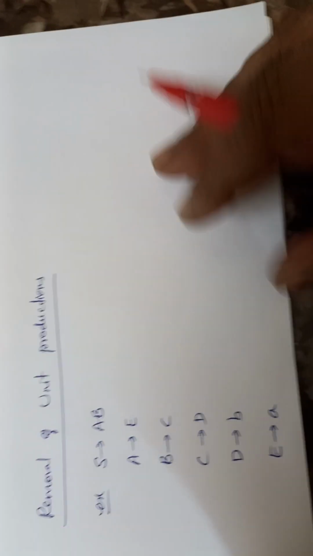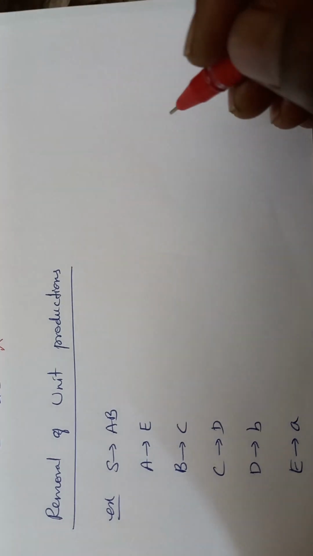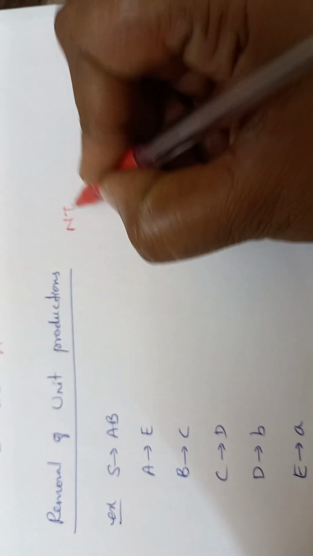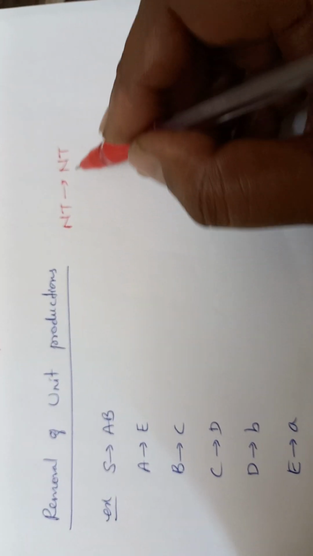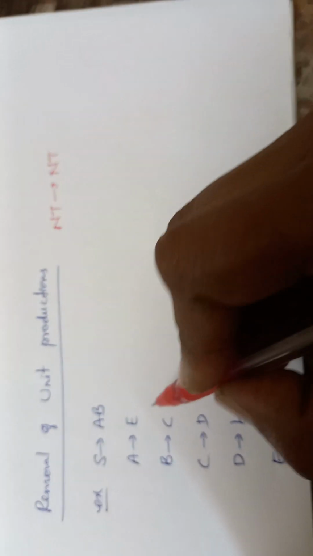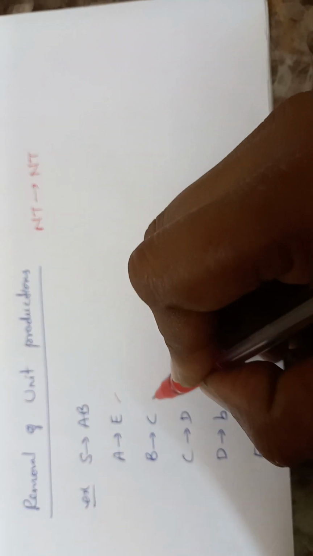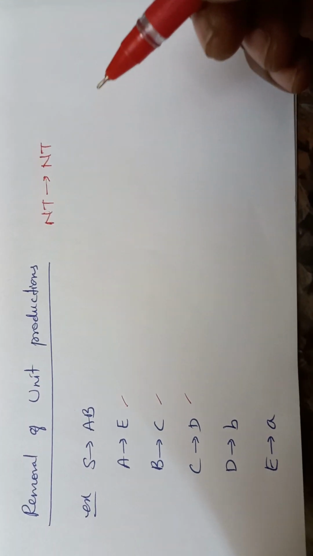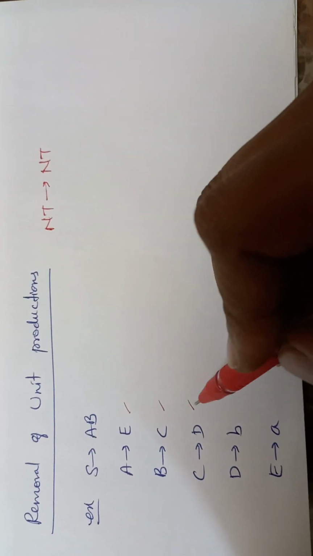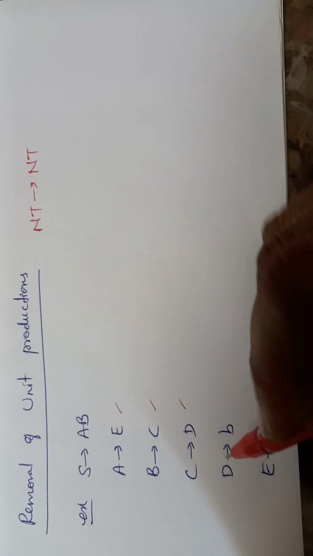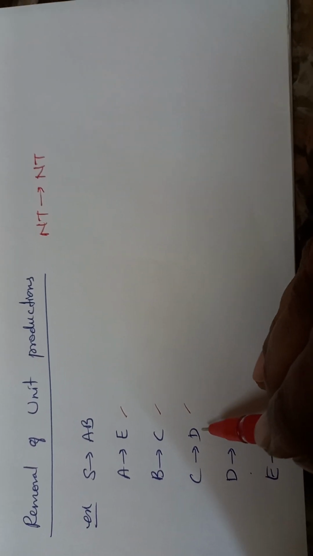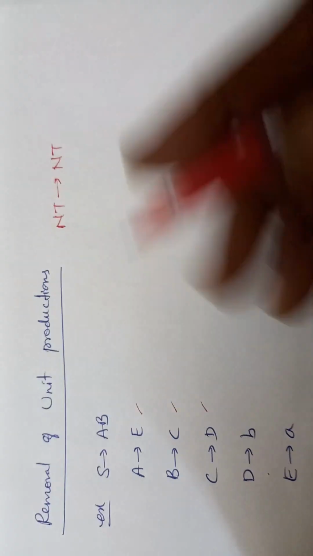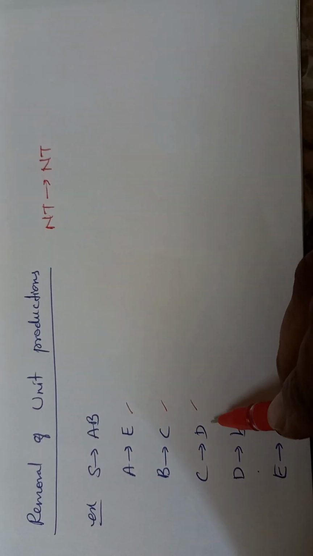The next one is removal of unit production. Removal of unit production in the sense a single non-terminal derives a single non-terminal. So the non-terminal is producing only one non-terminal. We have almost 3 such non-terminals in the given example. How it can be removed is, the equivalent production has to be substituted on the right hand side where the single non-terminal appears.